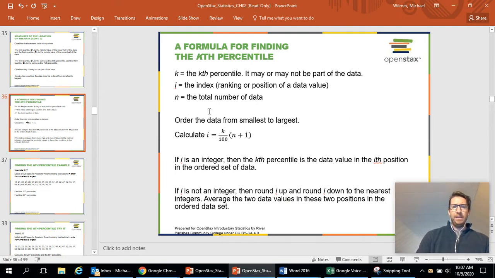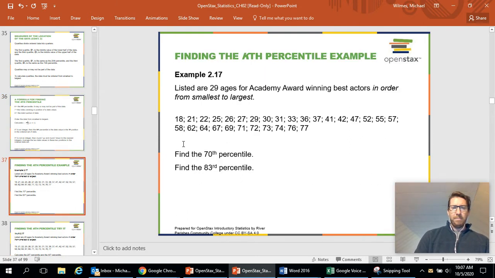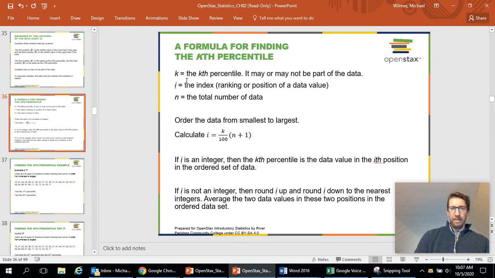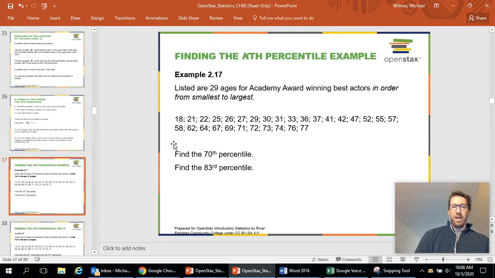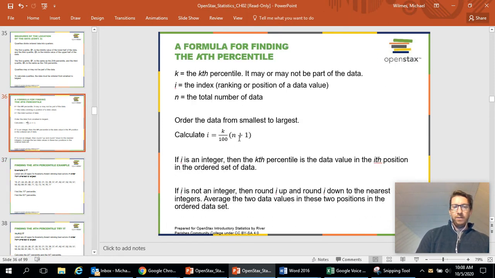On here, we're going to be finding the kth percentile. For our problem, we're going to find the 70th percentile, so k will be 70. N is the number of data items we have, and our data set is 29. So that will be 29 here, and that will give me my i value. If i is an integer, then the kth percentile of the data value is in the ith position. So if it's 1, it would be in the first position. And if i is not an integer, then we round up or down to the nearest integer.